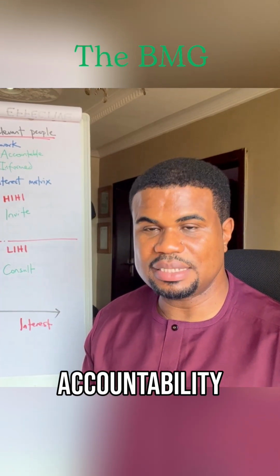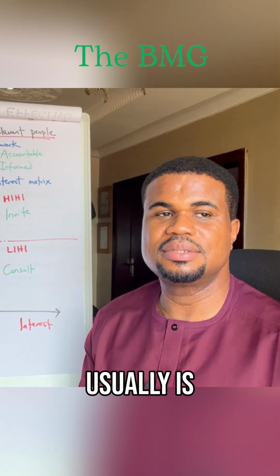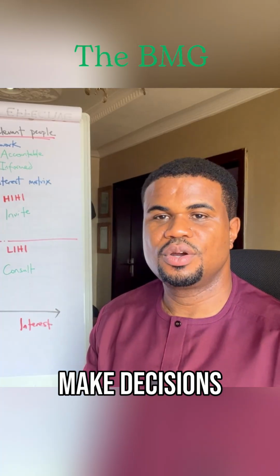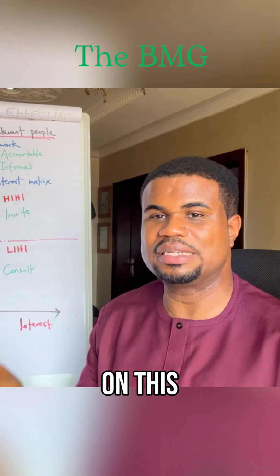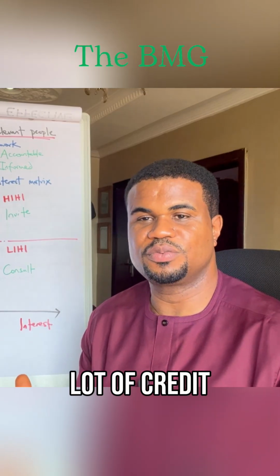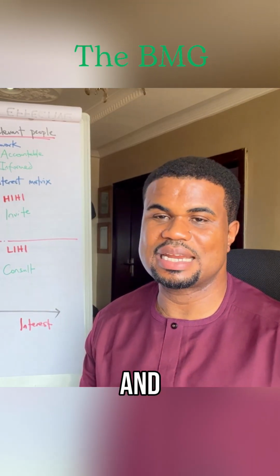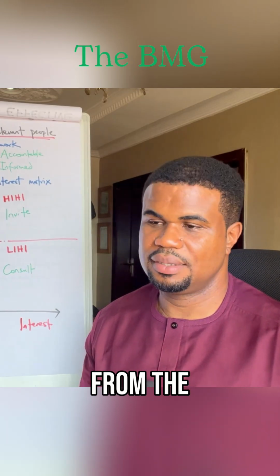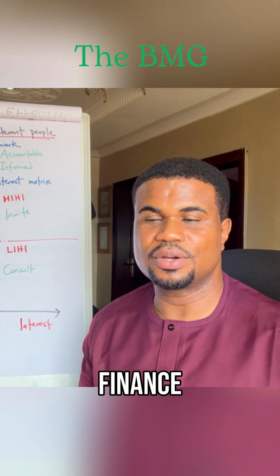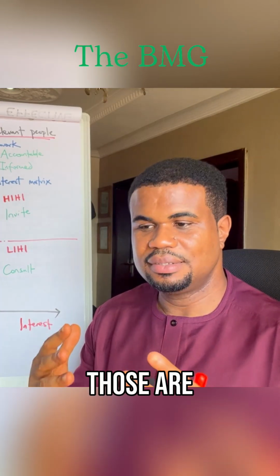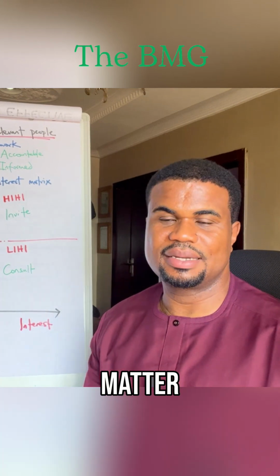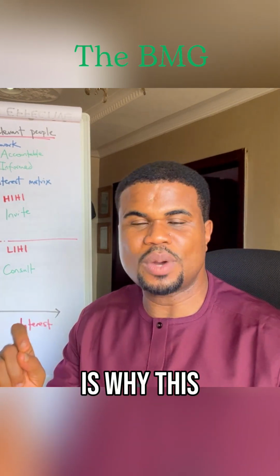A stands for accountability. Accountability usually is with the authority to decide. Who has the authority to make decisions? Who has the authority to give direction on this matter? So using the same example I just spoke about, which is that we have a lot of credit customers who are owing the business and have not paid. So anything from the head of the COO or the CEO or the head of finance or the head of sales together, those are decision-making authorities. Who has the authority to decide on this matter? That person needs to be in that meeting. And this is why this is very important.